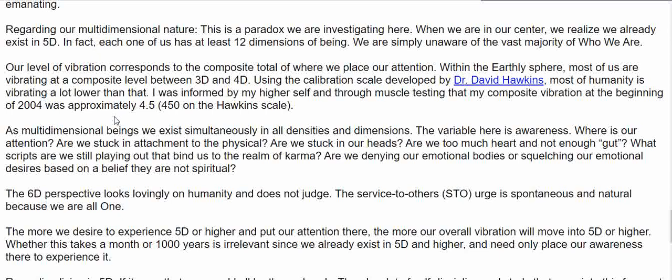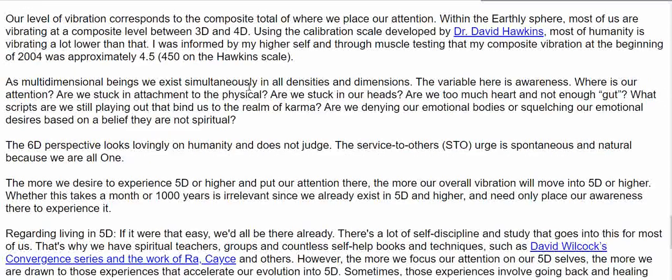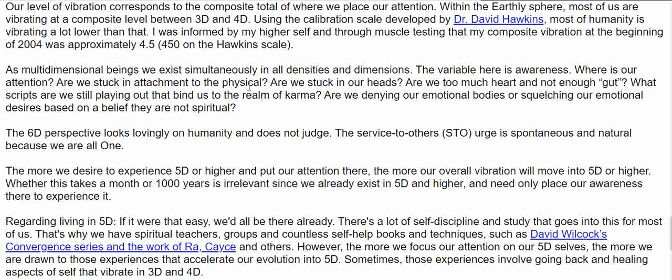Our level of vibration corresponds to the composite total of where we place our attention. Within the Earth sphere, most of us are vibrating at a composite between 3 and 4D using the calibration scale developed by Hawkins. When we sleep, we are in 4D. When we go out of our body, 4D. Most of humanity is vibrating a lot lower than that. I was informed by my higher self and through muscle testing that my composite vibration at the beginning of 2004 was approximately 4.5, 400 on the Hawkins scale.